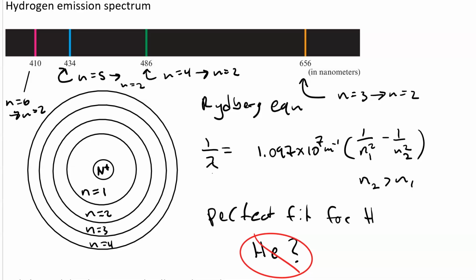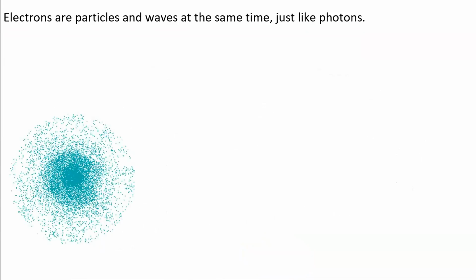Well, it turns out that he was right in that electrons can only have certain energy levels, but he was wrong in thinking of electrons as being particles. Electrons are more like waves, just like photons. They're both waves and particles at the same time.